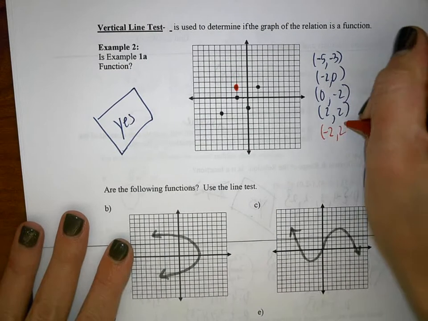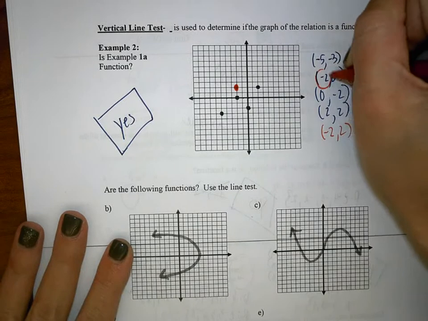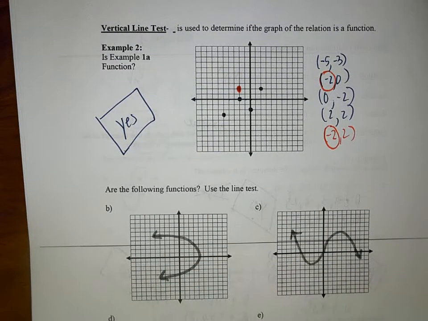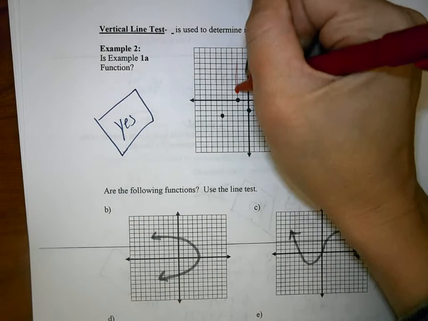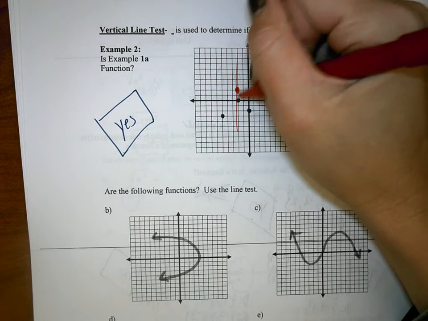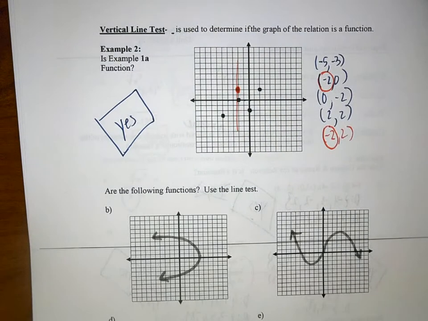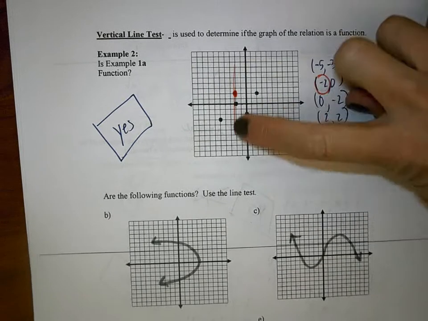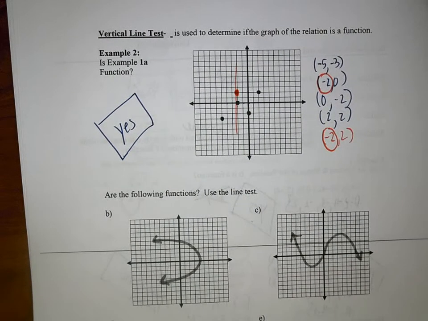-2, -2. Do you notice here how -2, 0 and -2, -2, how those have the same x values? Yes, we notice that? So that would make it not a function. And if you were to draw a vertical line, it would end up hitting 2 points at one time. So the vertical line test is if you can draw vertical lines and it only hits 1 point at a time, it's a function. But if it ends up hitting 2 points, then it's not a function.